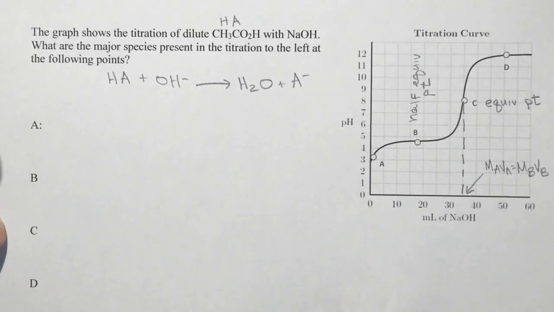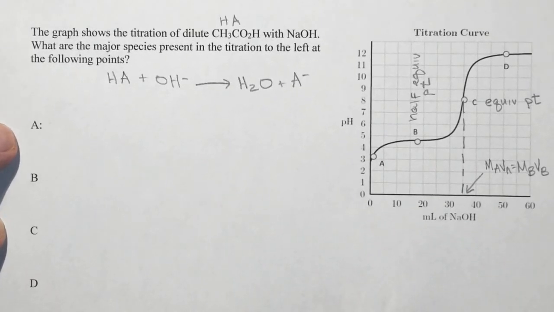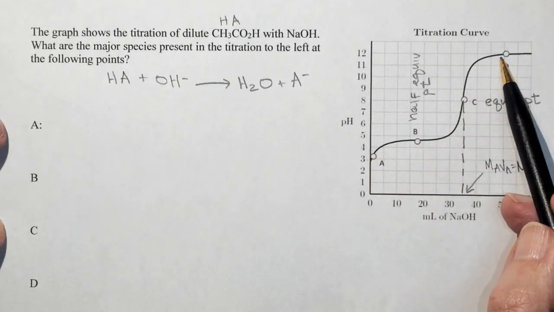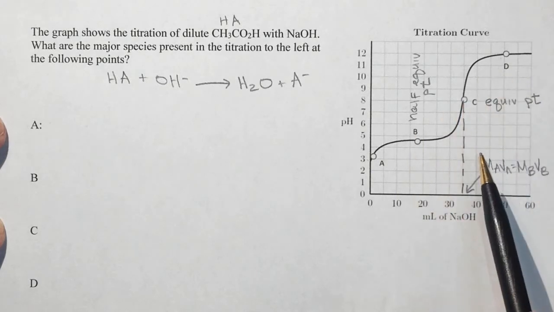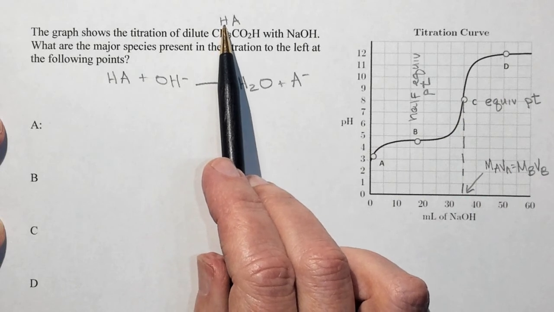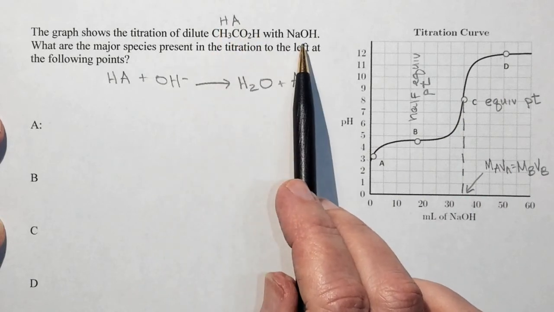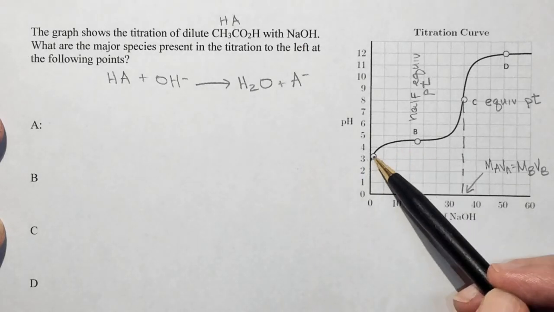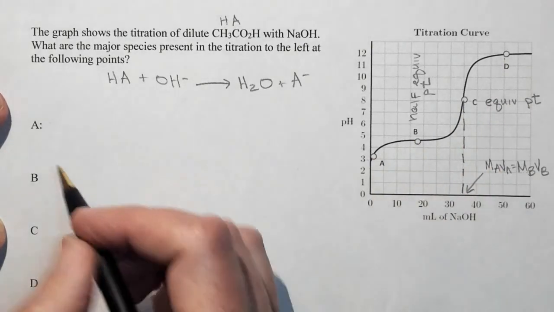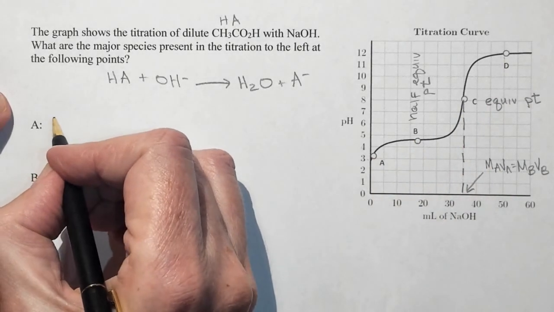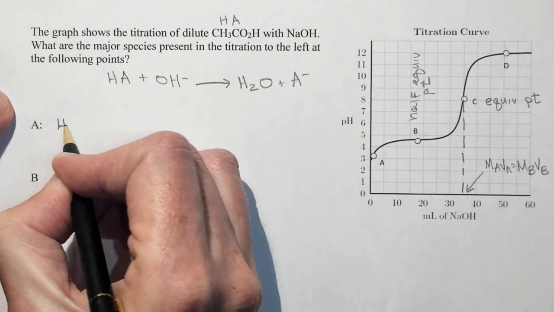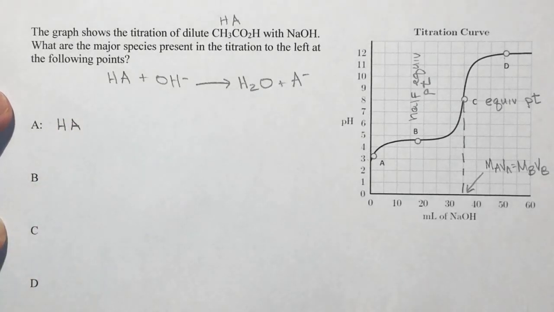Okay, one of the things that the AP curriculum expects you to be able to do is to characterize the major species that are present at each point along a titration curve. So this kind of summarizes what we've just finished doing. In this case, this is the titration of dilute acetic acid, and it could be any weak acid, so we're going to just call it HA, with sodium hydroxide. And we want to identify the major species that are present at each one of these points. So at A, we have pure acetic acid, or not pure, but that's the only thing that is in there. We haven't started adding any base yet. So our major species is HA.